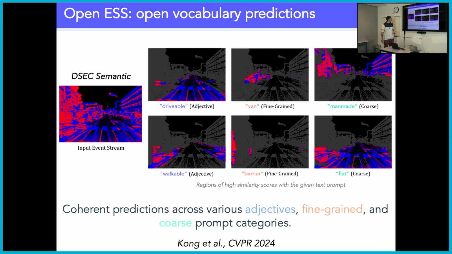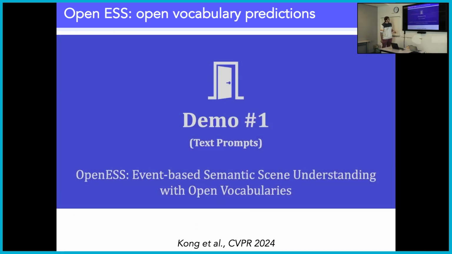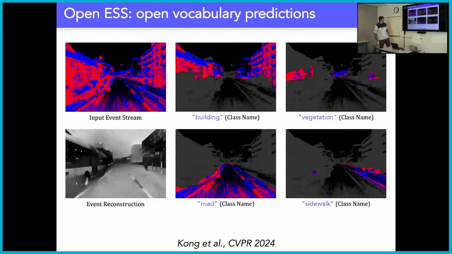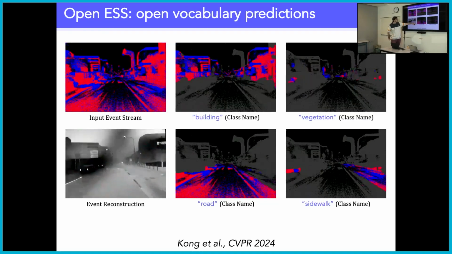Just to give you an idea of what is possible, if you type as a prompt something that is drivable, walkable, or like a van, barrier, it can still detect that thanks to the CLIP approach. Actually, OpenESS permits a coherent prediction across various adjectives, fine-grained, and coarse prompt categories. And here is another video of how it works. Here, there were different prompts, so you can see the detection of buildings, vegetation, road, and sidewalks.